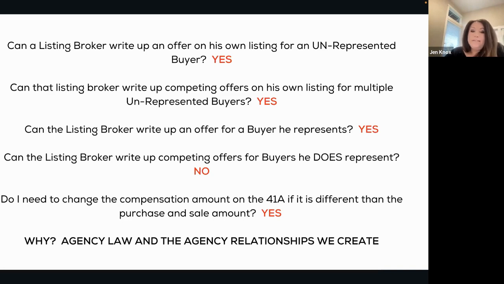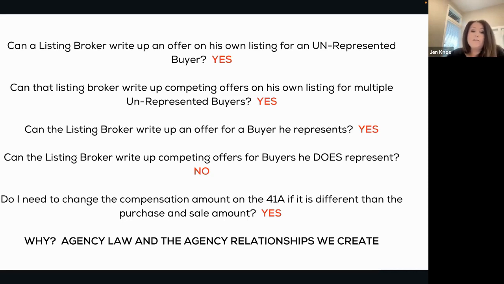Do I need to change compensation on the 41A if it's different than the purchase and sale agreement? Yes, we went over that before. The reason is that we want to create consistency by keeping the purchase and sale matching, because in the end, it is a buyer obligation. It is a legal obligation.